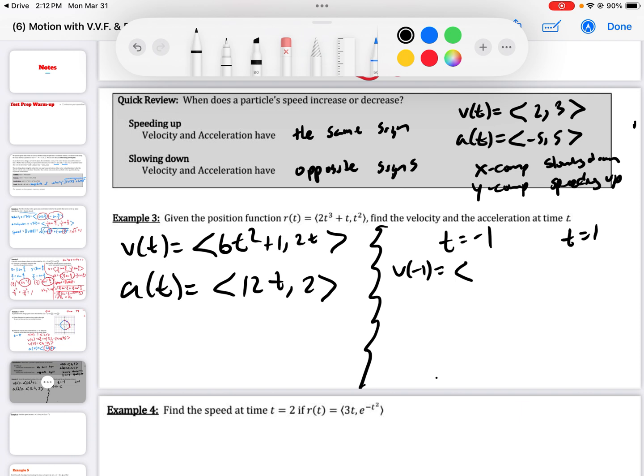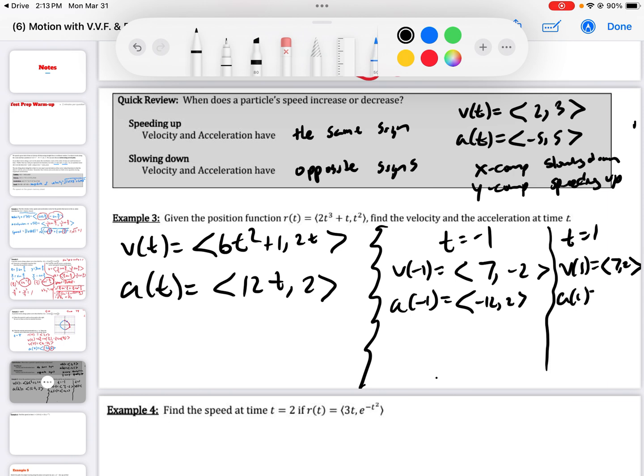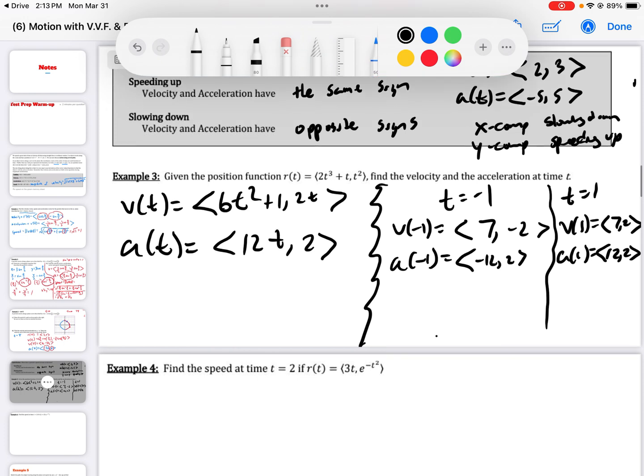So 6t squared plus 1, and this would be 2t. If I plug in -1, I get 7, -2. Acceleration would be -12, 2. So in this case, the x component is slowing down, and so is the y component. It's slowing down in both aspects there. For t equals 1, v of 1 is 7, 2. A of 1 is 12, 2. So in this case, it's speeding up in both components.